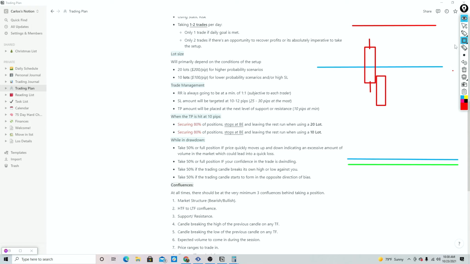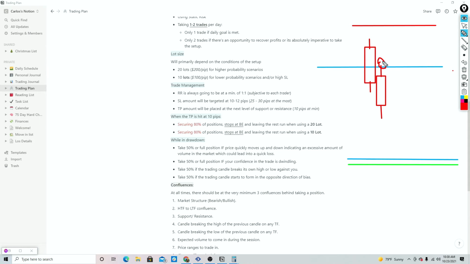Okay, so let's just draw this. Let's just say it like this. So take 50% if the trading candle breaks its own high or low against you. Obviously I'm taking a sell. The moment this candle starts to break its high right here and starts to trade back in the range, it's giving us an indication that the probability for price to go down is not there. We made a top wick, broke the low, went a couple of pips in profit, but now it's coming back and breaking the high, back into this range after we already broke it.